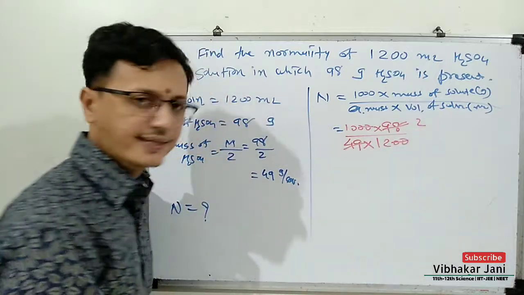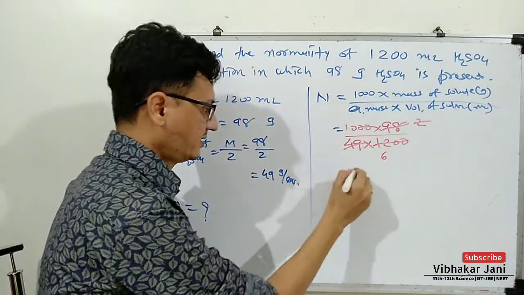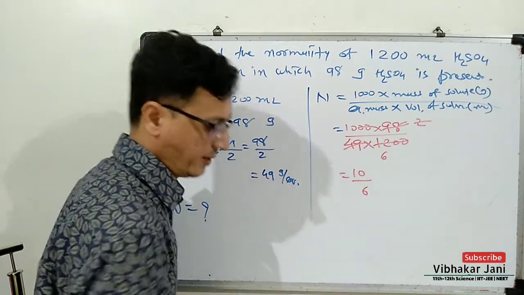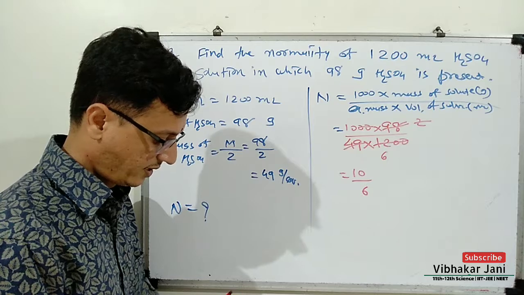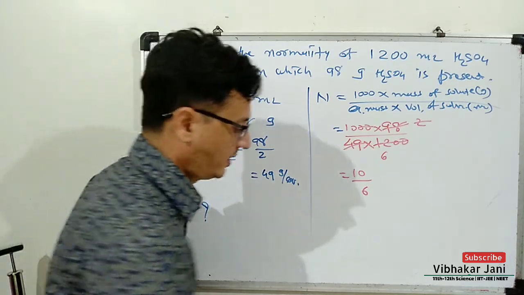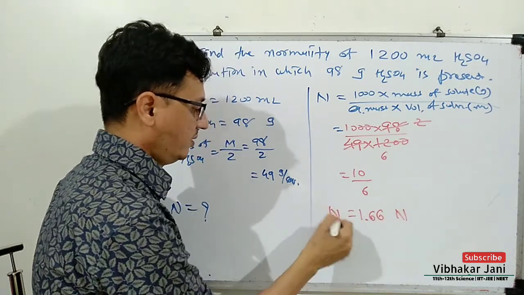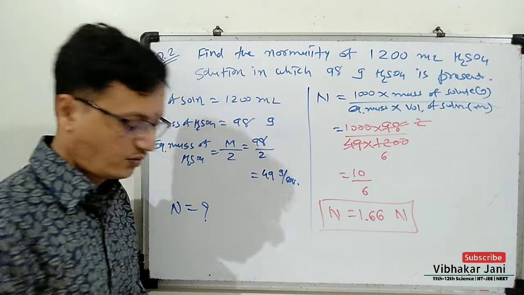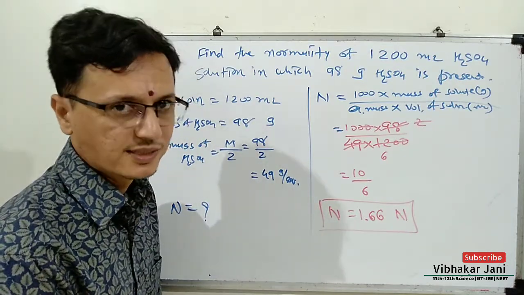49 to the 98, 2; 6 12. So it is simply 10 divided by 6. Now if you divide 10 by 6, then you will have the answer 1.66. So 1.66 normal will be our normality for sulfuric acid solution. So this is the answer, 1.66.